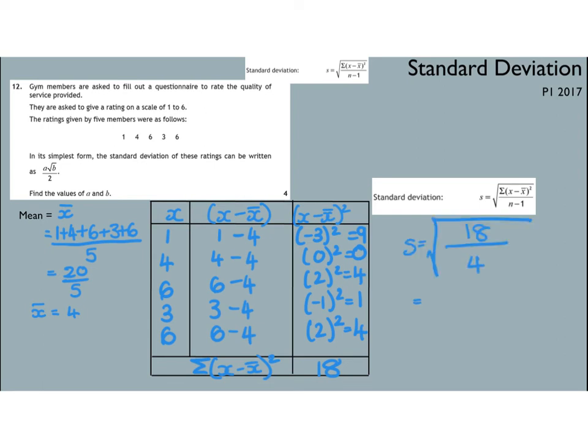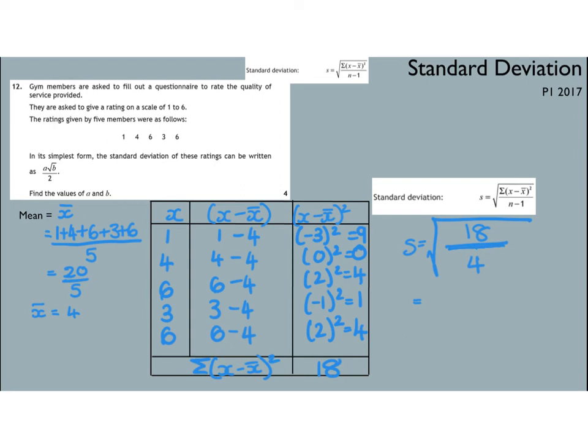Okay, so I've taken 18 from my table and it's on the top. 4, again, it's quite common for people to write 5 there. There are 5 numbers in your list, but remember you're doing take away 1, so that ends up being 4. I'm sure we've seen these numbers before. 18 divided by 4, remember that line means divide.